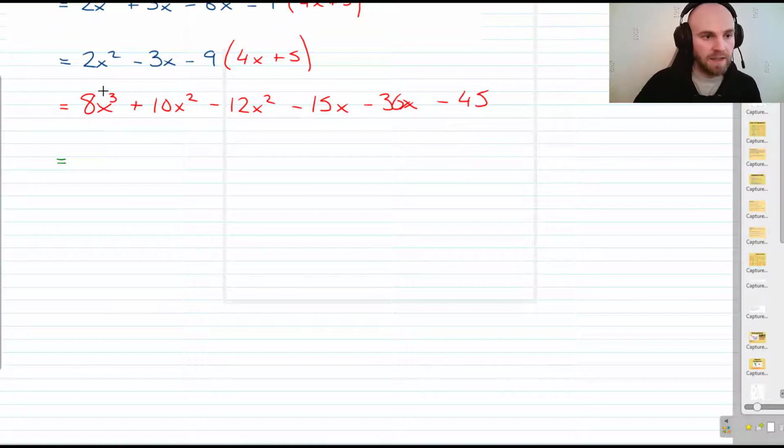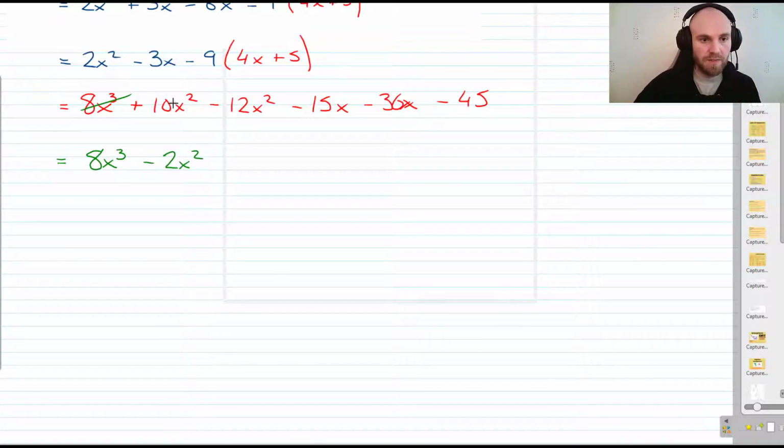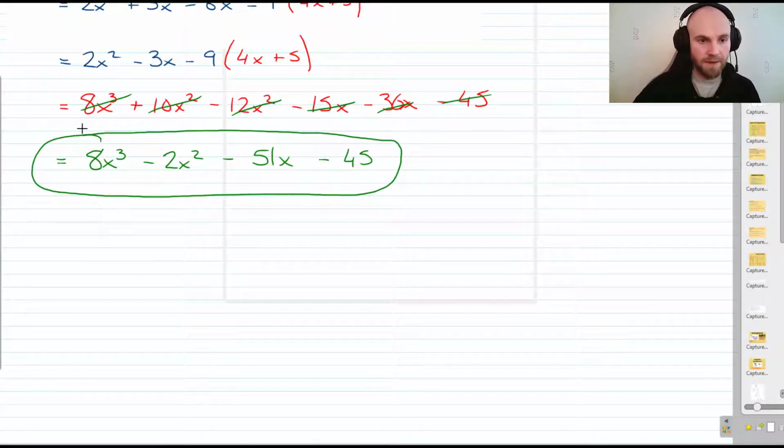And now we're just going to collect the like terms. So we only have this for x cubed. So we have 8x cubed, done. We have plus 10x squared minus 12x squared. So that's going to give us minus 2x squared. We can cross those out. We've got minus 15x minus 36x. That's going to be minus 51x. Cross those out. And then the minus 45 at the end. We can cross that out as well. And there we go. That is our answer.